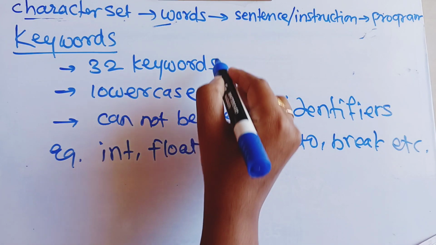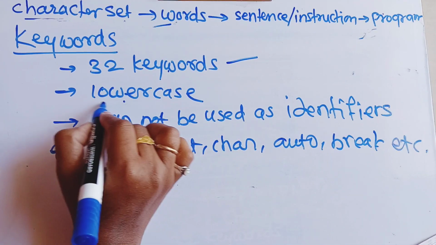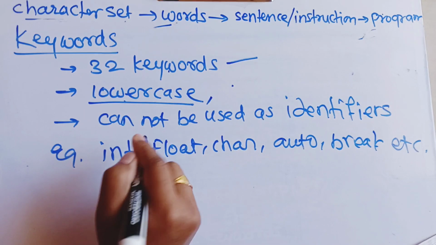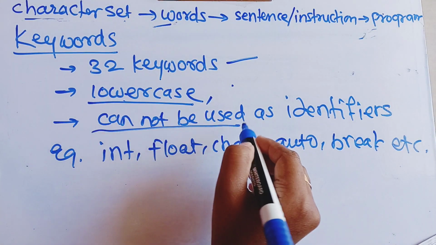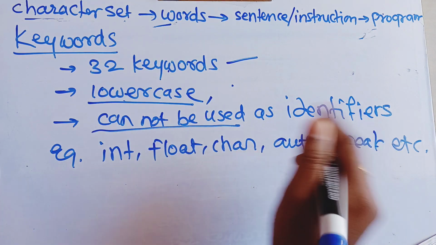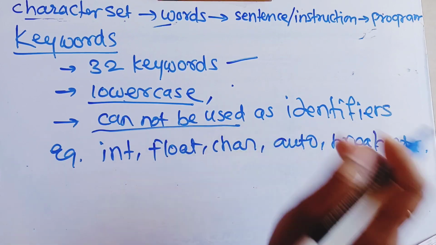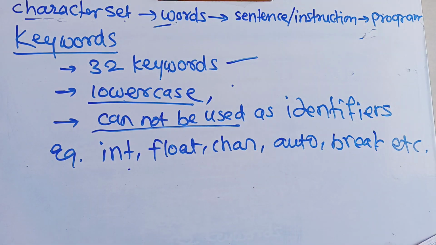Now we can see there are 32 keywords in C programming. All the keywords in C programming are written in lowercase letters, you cannot write them in uppercase. Next, these are called reserved because they cannot be used for naming purposes by the user. So these are fixed, they are reserved, therefore they cannot be used as identifiers. Examples: int, float, char, auto, break. I hope you understood about keywords.